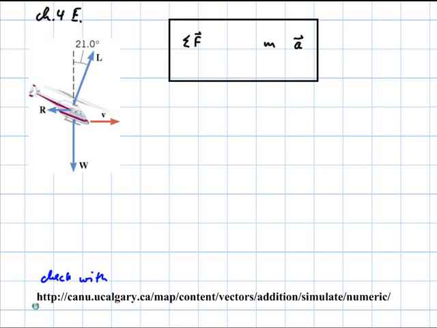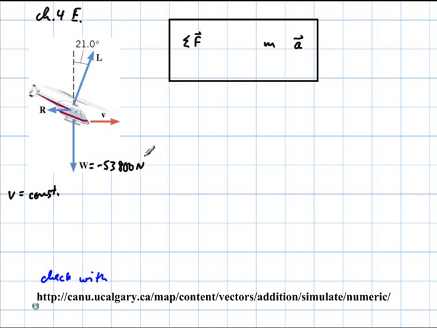In this problem it says the helicopter in the drawing is moving horizontally to the right at a constant velocity, so v equals constant. The weight of the helicopter is 53,800 newtons, so negative 53,800 newtons.